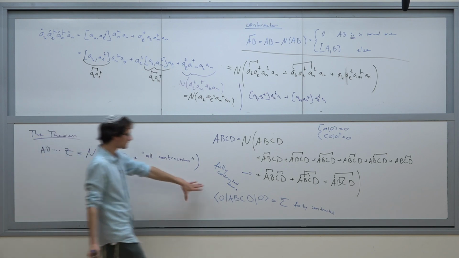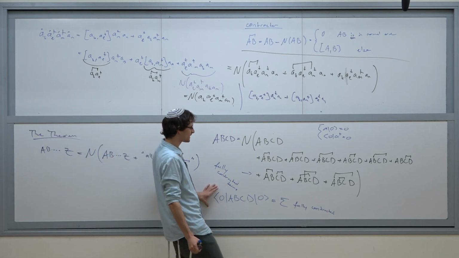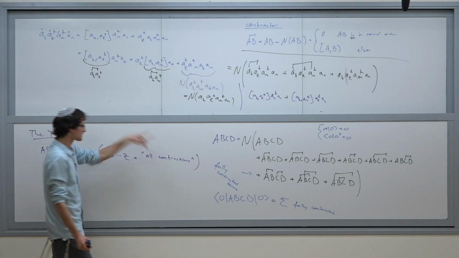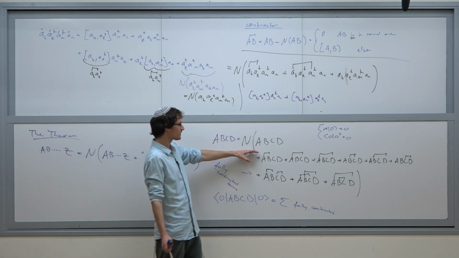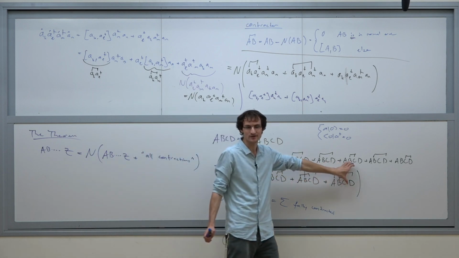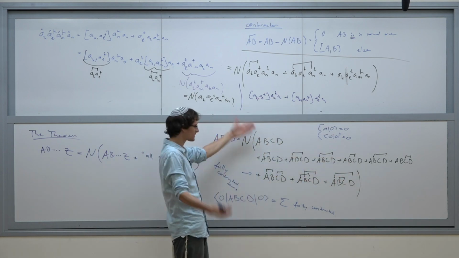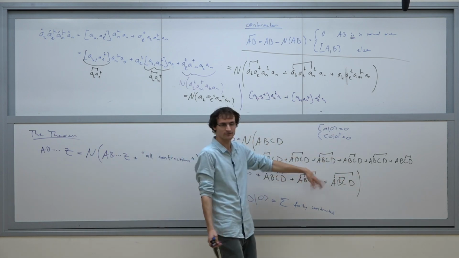So if you want to evaluate such an expectation value, do this calculation. Actually, you don't even have to do all of it. All you have to do is take the fully contracted terms and forget about all the rest, because they're going to be 0, and you only care about the fully contracted terms.